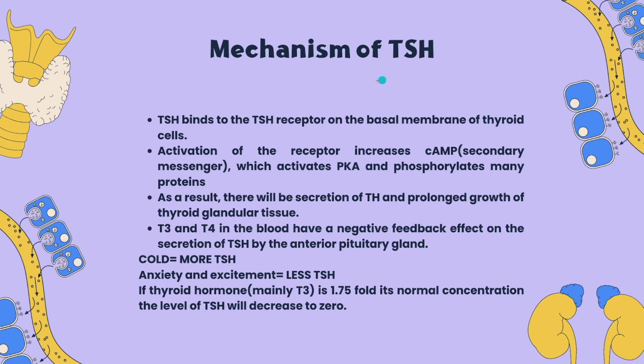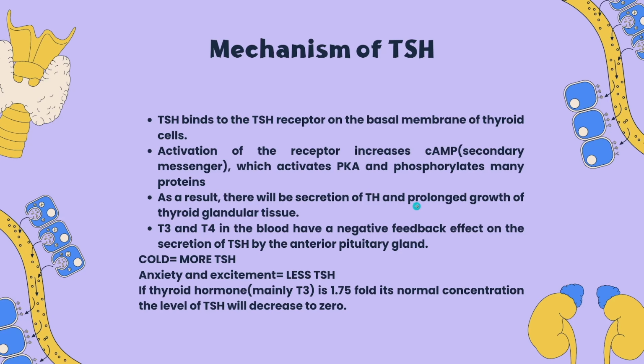The mechanism of TSH, we're gonna talk about how it works. It activates adenyl cyclase once it binds to its receptor. That increases cyclic AMP, which is the secondary messenger. That activates protein kinase A or PKA, which phosphorylates many proteins and causes the secretion of TH, thyroid hormone.